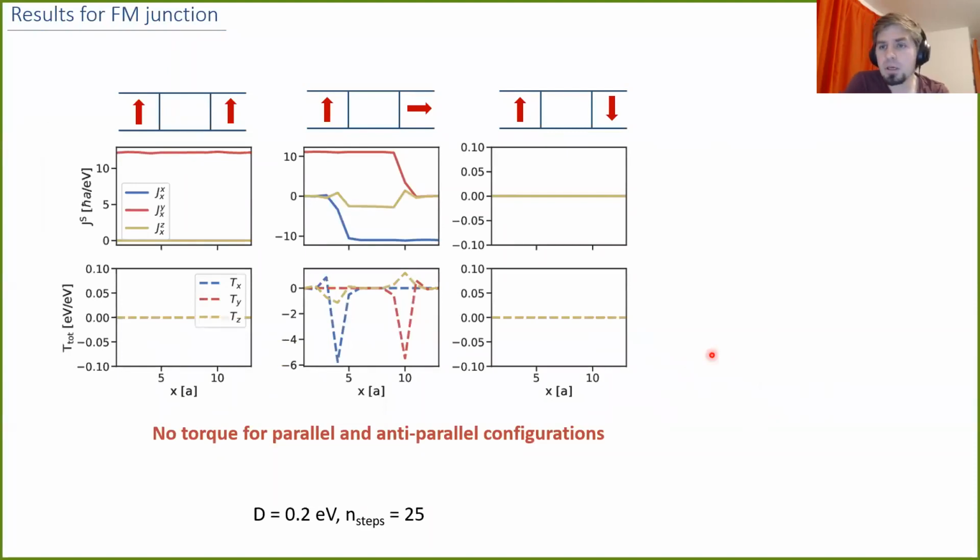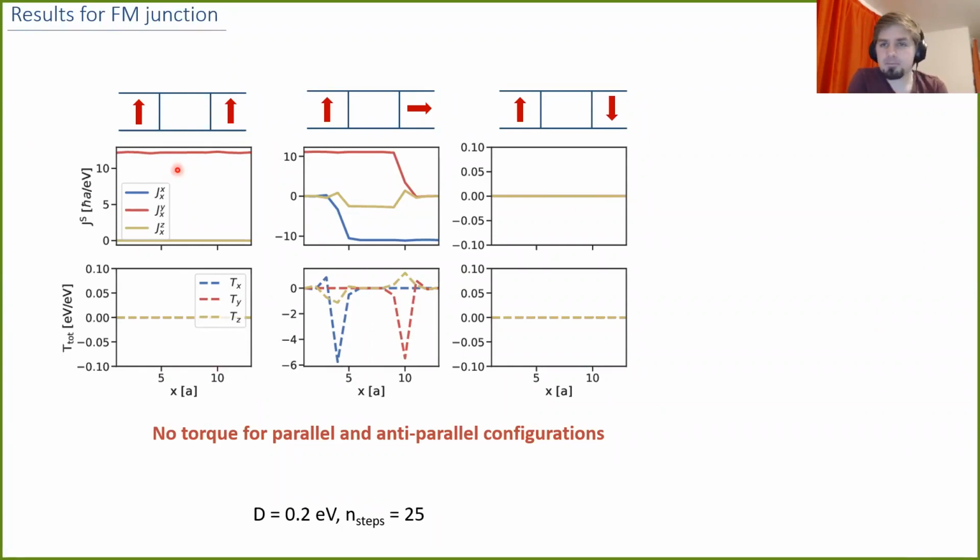So we did everything also for ferromagnets, a ferromagnetic junction, just for comparison. So I first start with the ferromagnetic junction, where we find something which is well known, but just to set the stage. What I'm showing here is results for three different configurations of the junction: parallel, perpendicular, antiparallel. And here I show the spin currents throughout the junction and the torque as a function of the x coordinate, and we integrate everything else. We integrate over y and the unit cells.